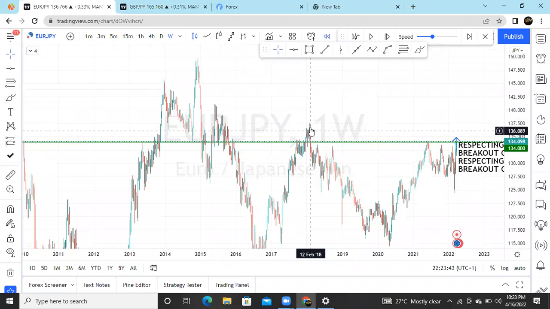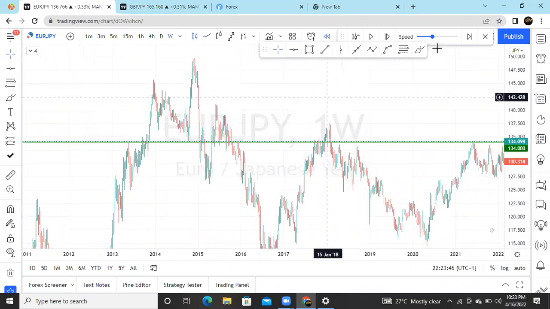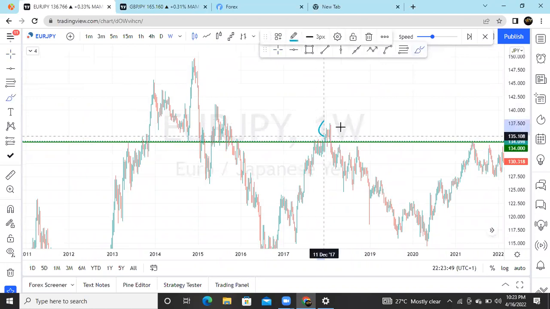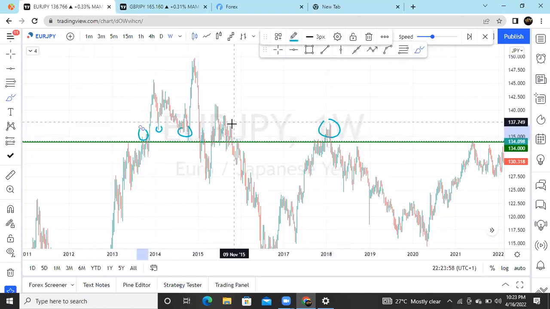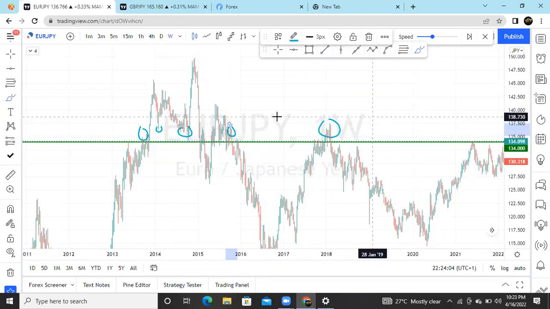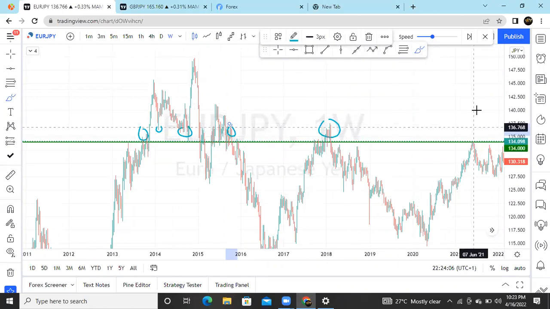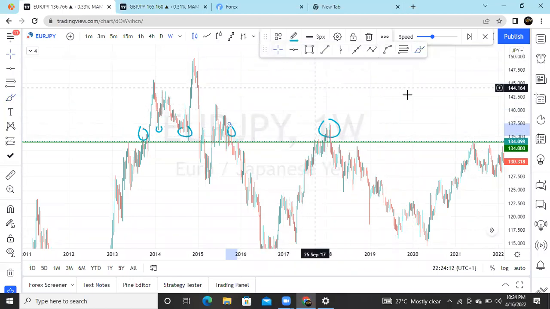This area right here. The reason I would pick this area is because of the number of respects I've gotten. This guy respected here. Did you notice it respected here as well? You notice it respected here again. You notice that this guy has respected it as well. The number of respects we've gotten, 1, 2, 3, 4, 5. Now, it doesn't mean that this market is not going to buy more than this, but because I am a disciplined trader, right?